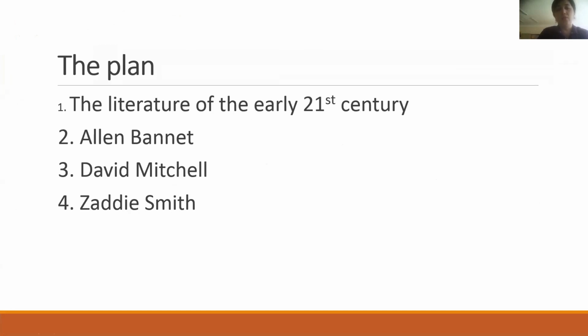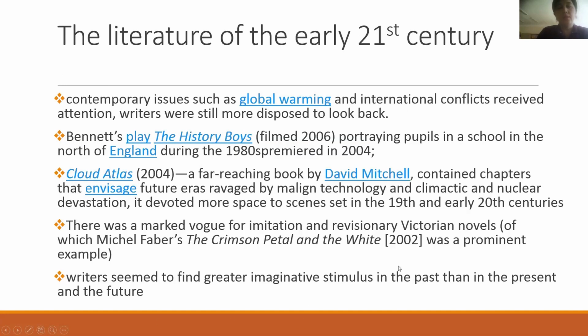As you see, the 21st century means modern literature, and we are going to discuss some of the representatives of that period. Now look at these slides. In these slides you can see some main changes in the literature of the 21st century. As you see, the issues discussed in this period's literature were connected with contemporary issues such as global warming, international conflict, and writers still were more disposed to look back, though they were concerned about modern topics as well.